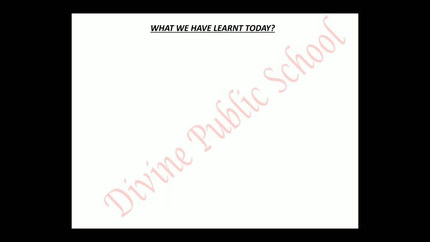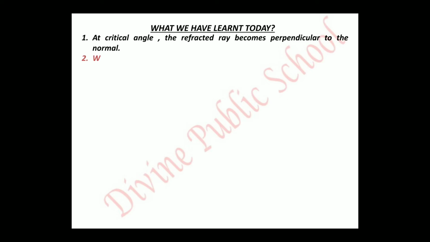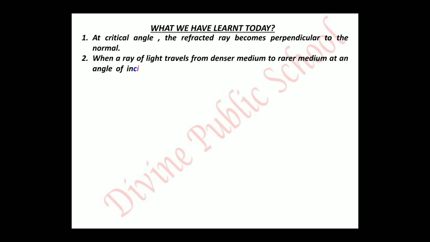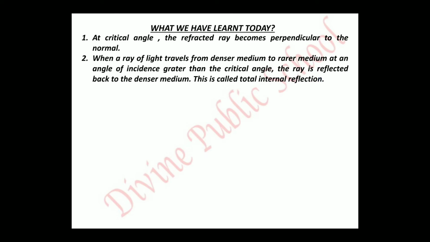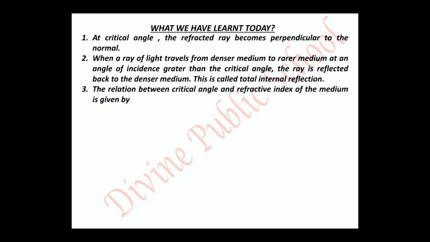The first point we have learned today is, at critical angle, the refracted ray becomes perpendicular to the normal. It moves along the surface and the angle of refraction becomes 90 degrees. Second point is, when a ray of light travels from denser medium to rarer medium at an angle of incidence greater than the critical angle, the ray is reflected back to the denser medium. This is called total internal reflection. Third point, the formula we have learned. The relation between critical angle and the refractive index of the medium is given by sin C is equal to mu rarer upon mu denser.